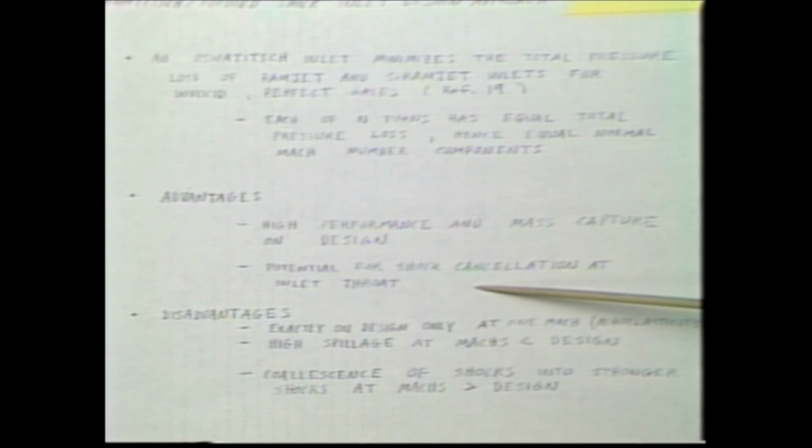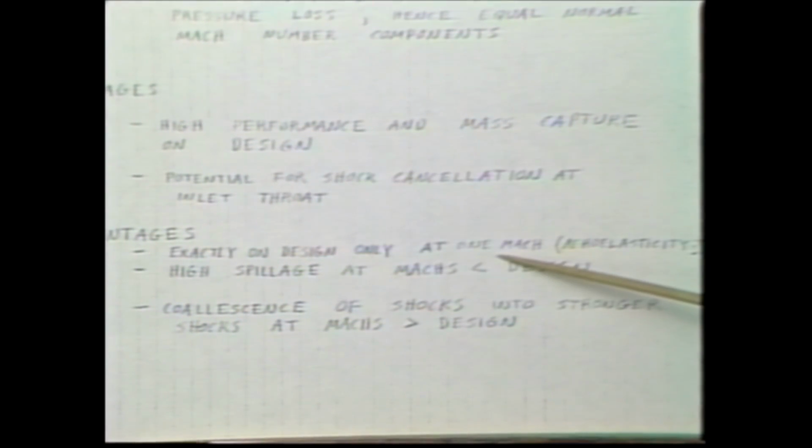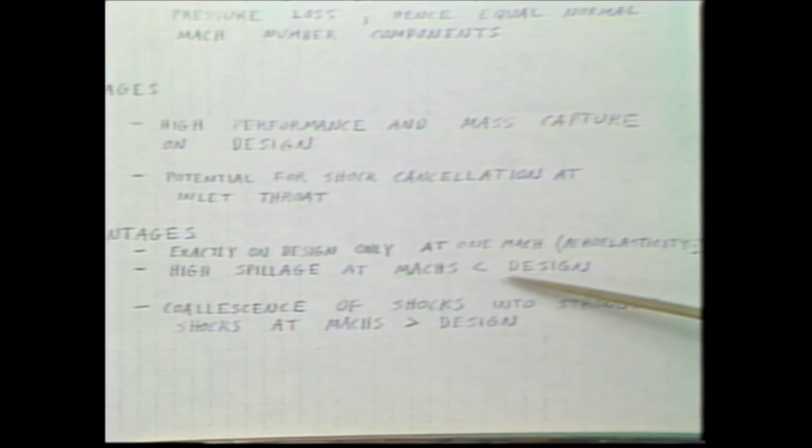uniform flow into the combustor, but it is also point design and sensitive to being off design, similar to a waverider. Disadvantages, it's only on design at one Mach number. It spills flow, which you'll see in the next chart, at lower Mach numbers. And sometimes the shocks can coalesce into strong shocks that could be a problem.